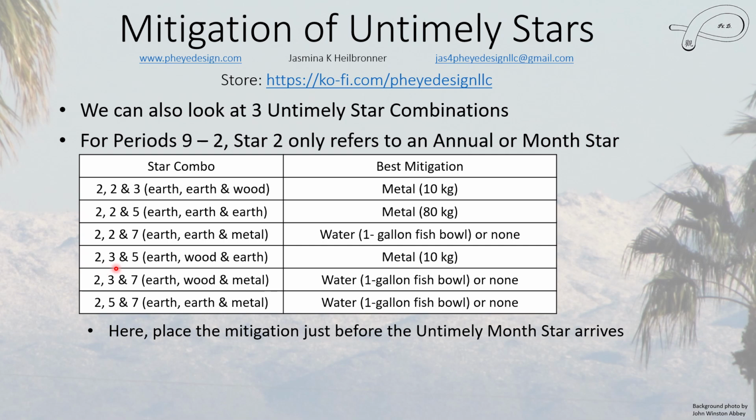Now, the 2, 3, and 5 is basically the same elemental combination as up here. And so again, I just recommend 10 kilograms of metal because that weakens the 2 earths a little bit better. And of course, in this case, that 2 has to come from the annual star. At least one of the 2s do. Because in the flying star chart and the purple wave chart, star 2 is timely. And again, I just recommend a little bit of water.